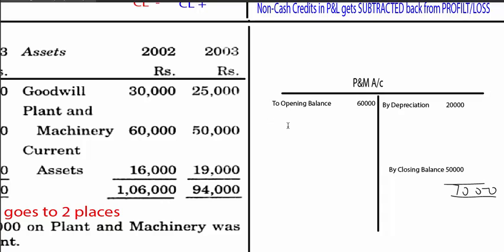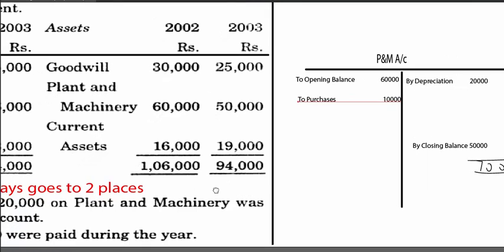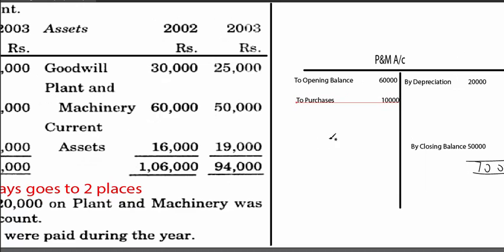So the balancing figure, what will that be? The balancing figure would be, we have bought more plant and machinery, so it's increased the plant and machinery balance. So we have purchased some more, so we'll put purchases for an amount of the balancing figure, that is 10,000. Now we have closed this account.